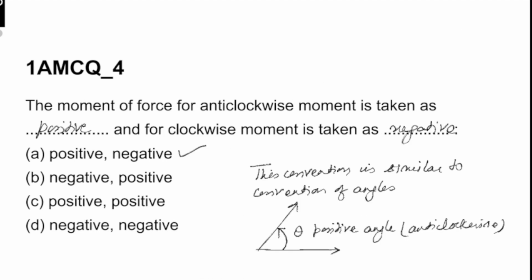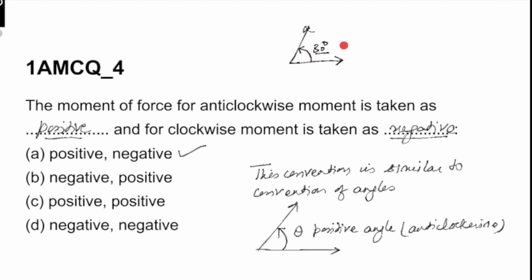The moment of force for anti-clockwise movement is taken as positive, and for clockwise movement is taken as negative. So this is just a convention. We take it like that. You can take it otherwise also, but generally we take the positive angle as anti-clockwise, and it is coming from the angle. Like in geometry, if we want to take an angle, we take anti-clockwise and we say this is 30 degrees. We say it is a positive 30 degrees, right?